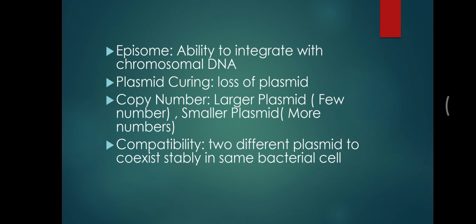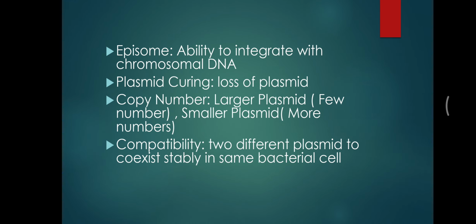We have already seen Hfr plasmids and F prime plasmids, in which plasmids are integrated into the chromosomal DNA, right? So plasmids have one more property, that is plasmid curing. That means when cells are dividing, the plasmid can transfer from one cell to another, but sometimes it gets lost. That's why it is called plasmid curing. Loss of plasmid is also known as plasmid curing.